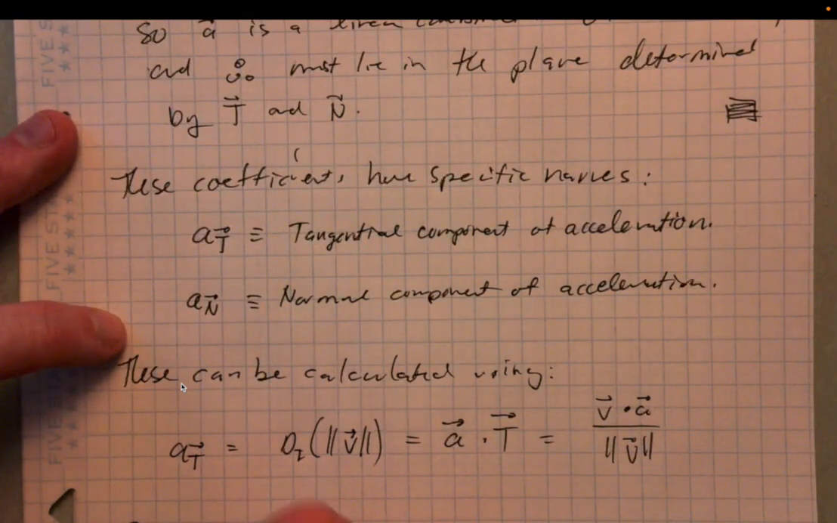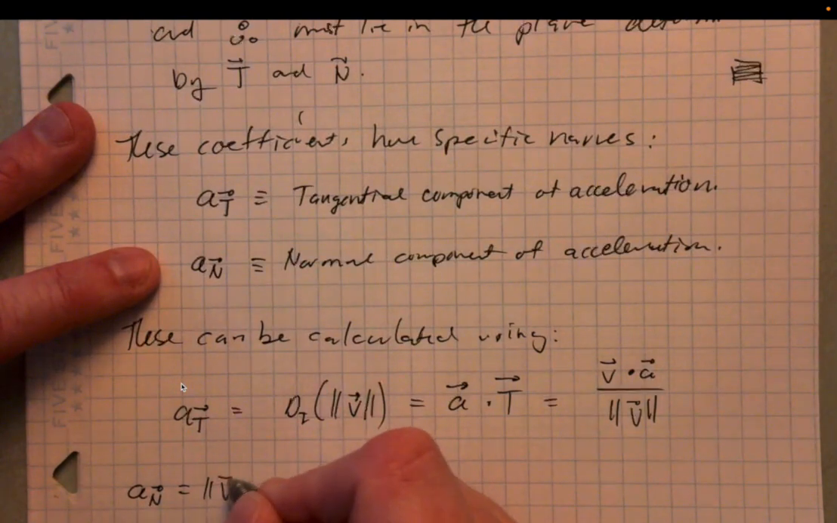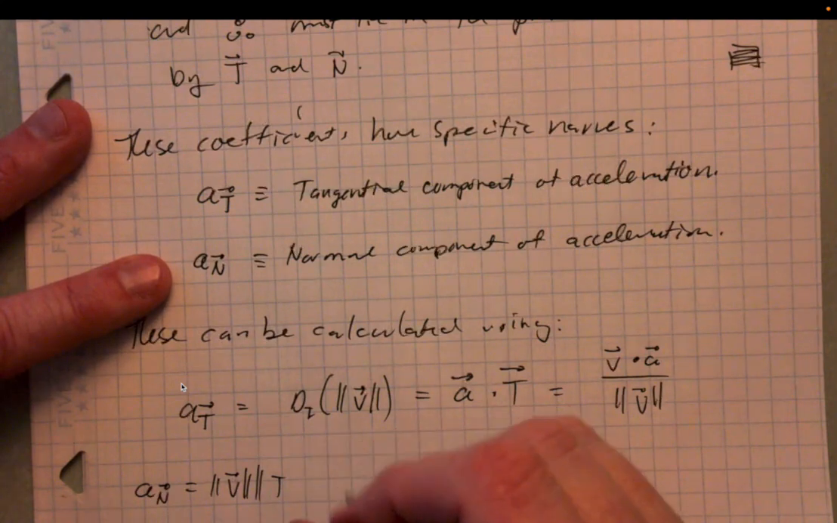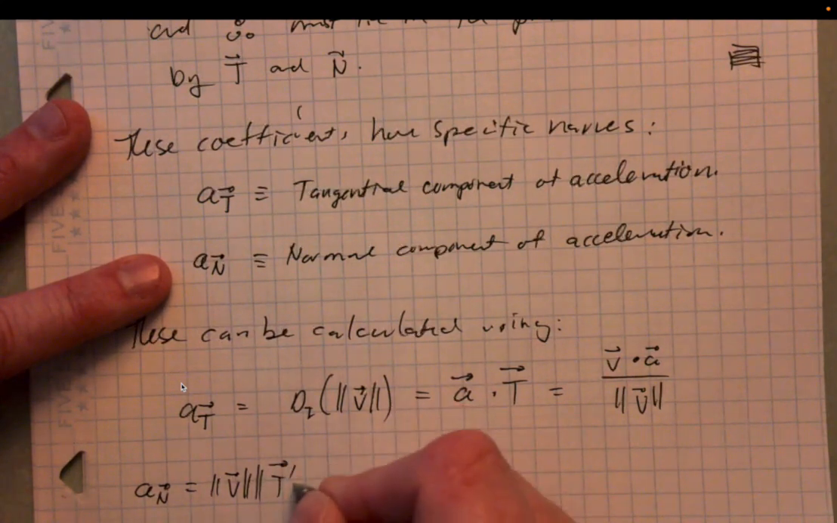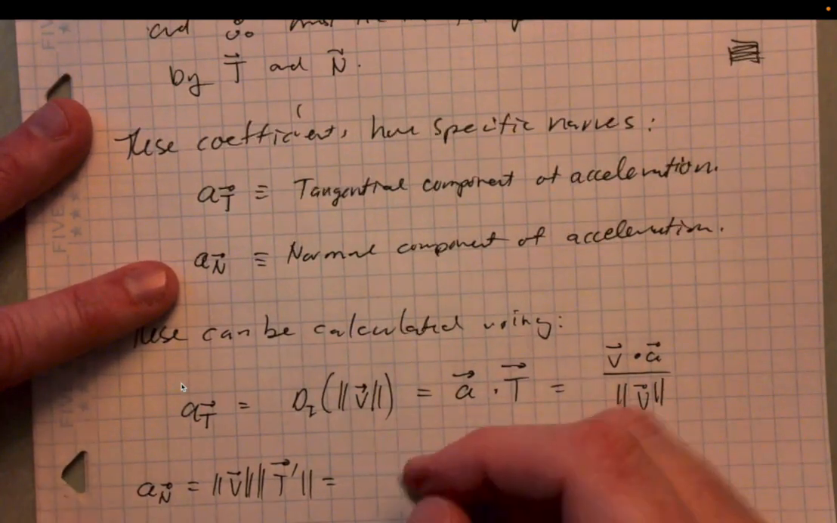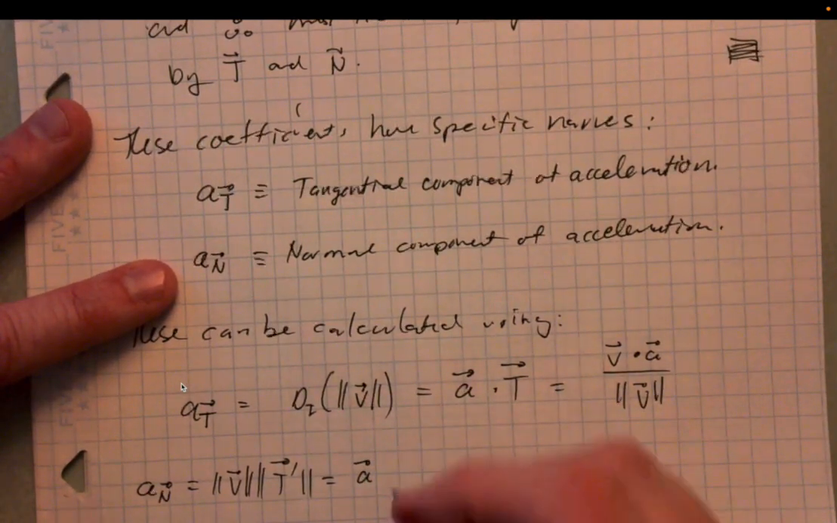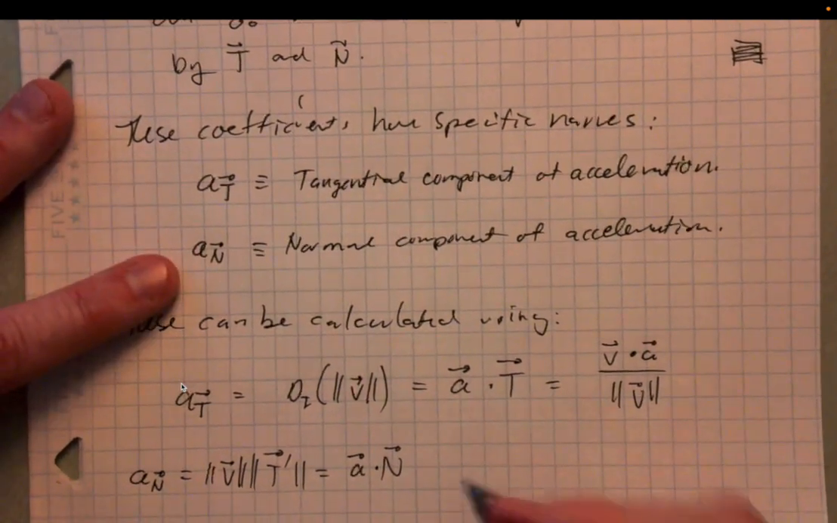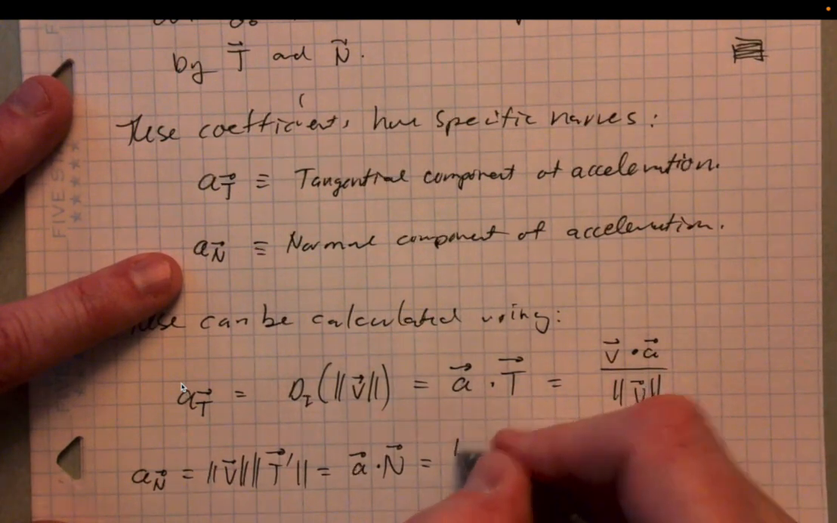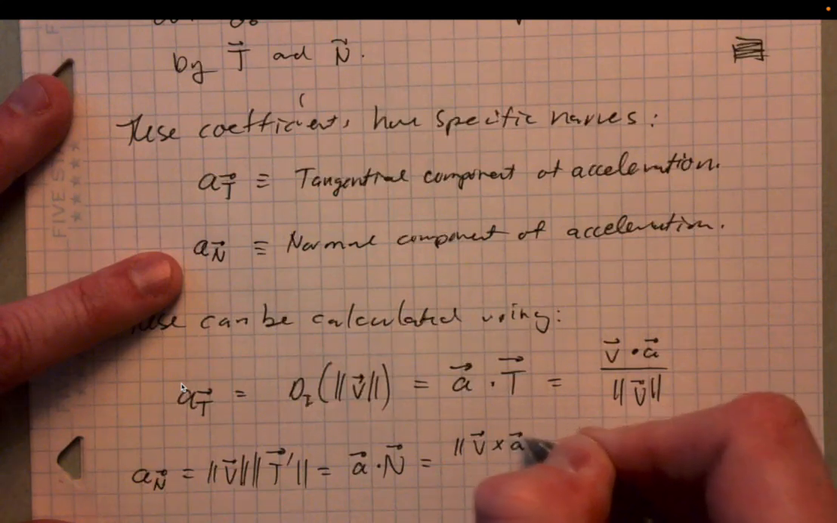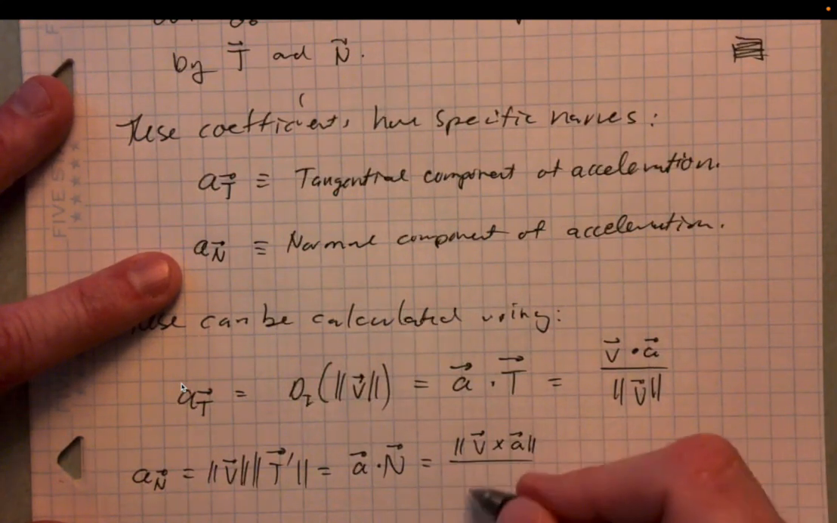What about the normal component? Well, we saw up above that it is equal to the norm of velocity times the norm of the derivative of the unit tangent vector. It's also equal to the acceleration vector dotted with the principal unit normal vector, and it's also equal to the norm of the cross product of v and a, in that order, divided by the norm of v.